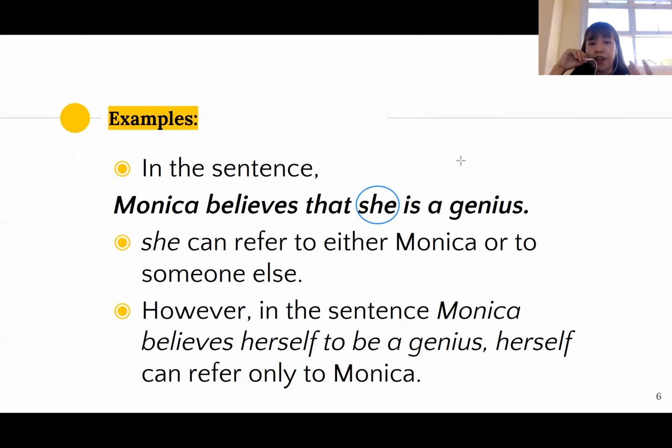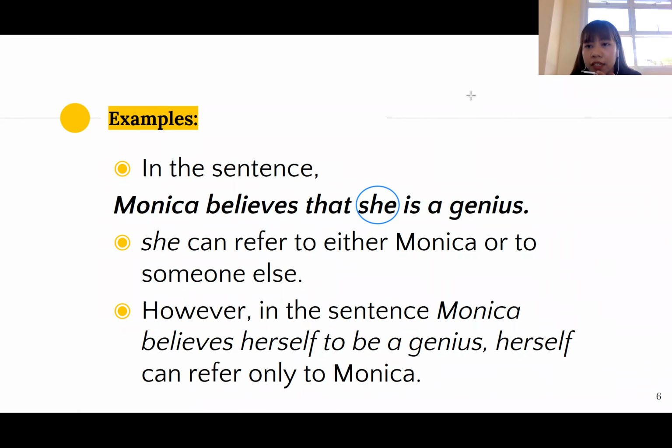Who is she referring to? Monica believes that Monica is a genius, or that is her view of herself, that she is a genius. Or she is referring to another person. Monica believes that Rachel is a genius, for example. But if you want to clear it up and you mean that Monica believes herself to be the genius, you could use the pronoun herself. In the sentence, Monica believes herself to be a genius, herself here can refer only to Monica. So it's clearer, that is the only meaning of the sentence.